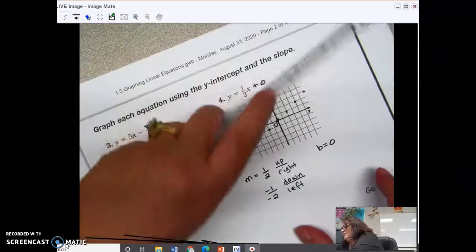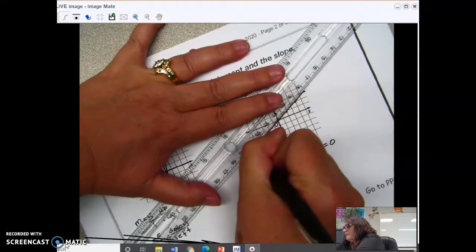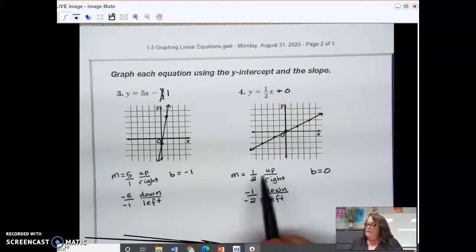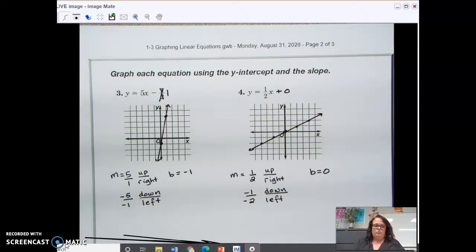And when I connect my dots, I'm a little bit off, but you get the idea. And again, my slope was originally positive, and my escalator should be going up towards the right.